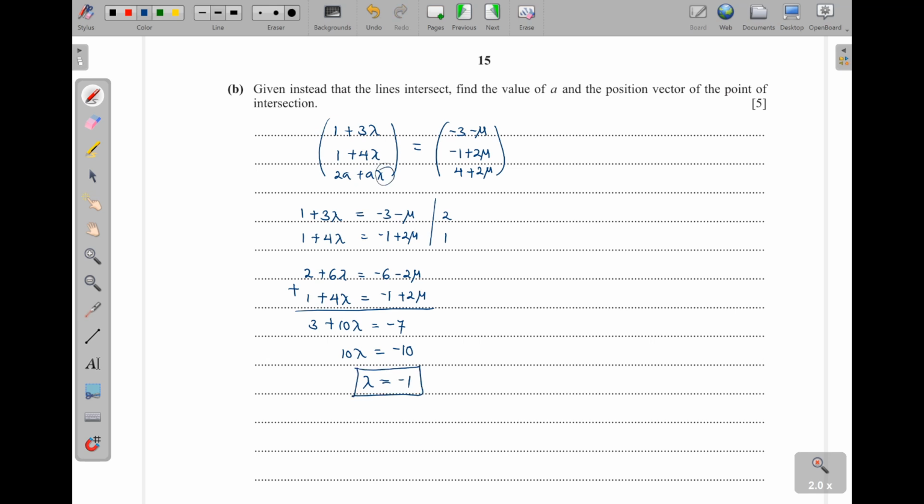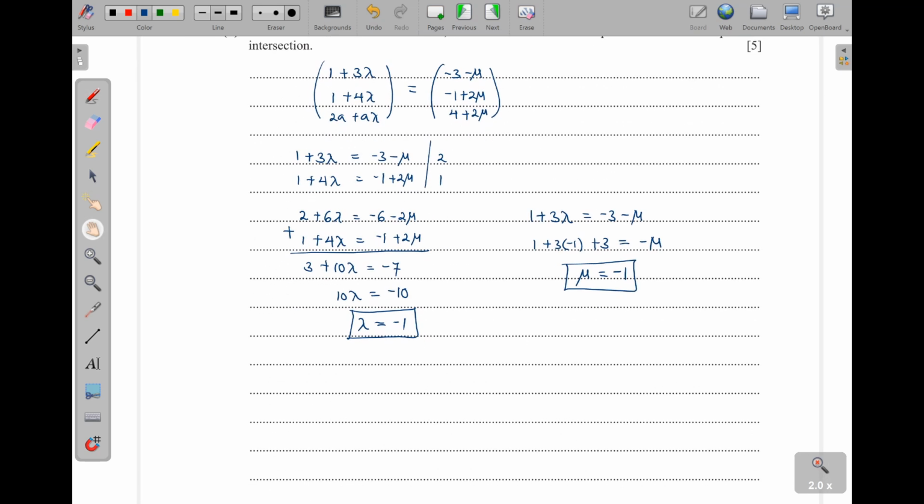Since I have the value of lambda, I need the value of mu, and then I equate these two to find a. Now, I can use any of these two equations I've used to get the value of mu. So I can say maybe 1 plus 3 lambda is equal to negative 3 minus mu. Okay, this is 1 plus 3 times negative 1, then plus this 3 here, then is equal to negative mu. So this one will go, and then you will have negative mu is equal to 1. So meaning mu is also going to be equal to negative 1.